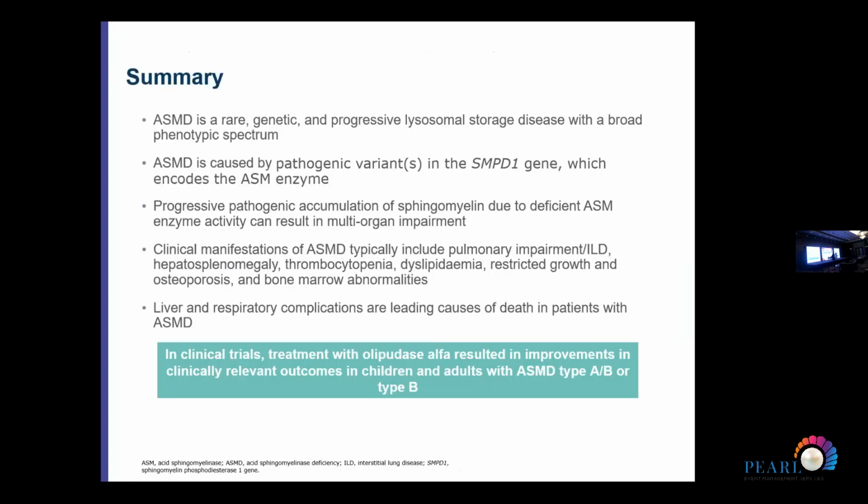So in summary, ASMD is a rare genetic progressive lysosomal storage disease with a broad phenotypic spectrum caused by pathogenic variants in the SMPD1 gene, which encodes the sphingomyelinase enzyme. Progressive accumulation of the sphingomyelin, due to deficient ASM enzyme activity, results in multi-organ involvement. Clinical manifestations typically include pulmonary impairment with interstitial lung disease, hepatosplenomegaly, thrombocytopenia, dyslipidemia, restricted growth, and osteoporosis with bone marrow abnormalities. The liver and respiratory complications are the leading cause of death in patients with ASMD.